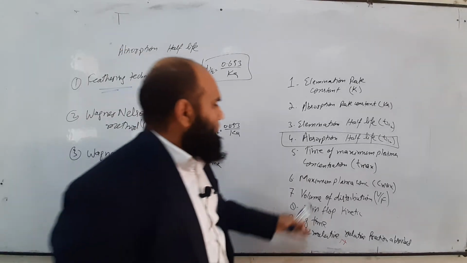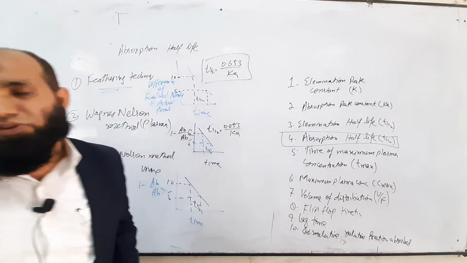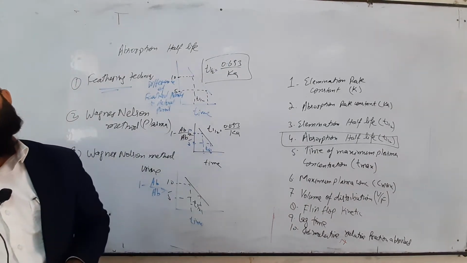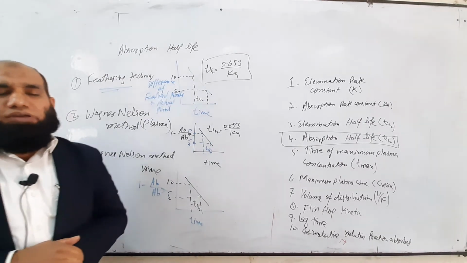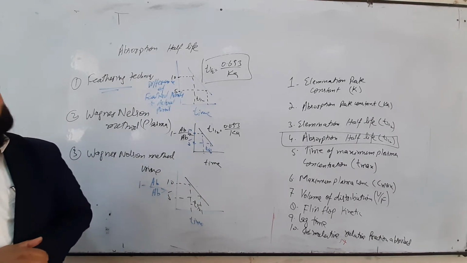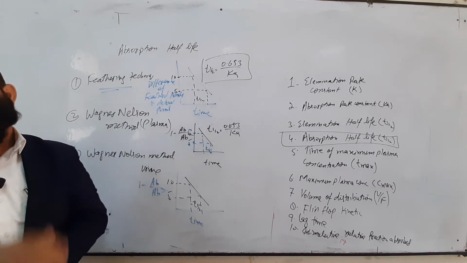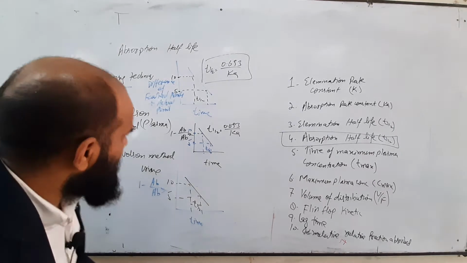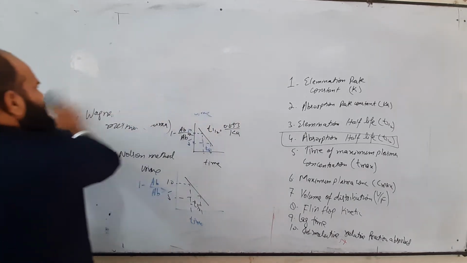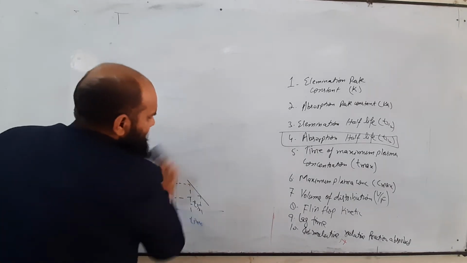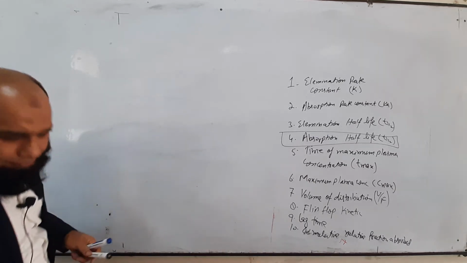Okay, now come to the other point. Time of the maximum plasma concentration, which is called the Tmax. Remember, it's the time when we are assuming that the maximum concentration of drug is present in the plasma. There are 3 different methods to calculate the Tmax. 3 different methods. Okay, how? Now we are moving towards the Tmax. The time at which the maximum concentration of drug is present in the plasma.